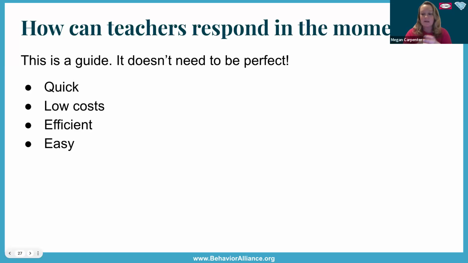The idea of acknowledgement is the same. The idea that we're providing behavior specific praise is the same. But a big dance party for a kindergartner who sat in their seat versus a quick sticky note in the back of an assignment that says, thanks for sitting, thanks for being in class today, to a high school student, it looks different. But either way, it's cost effective, quick, efficient, and easy. Because if it's not those four things, we all know teachers can't actually do that in a school setting unless it is quick, low cost, efficient, and easy.